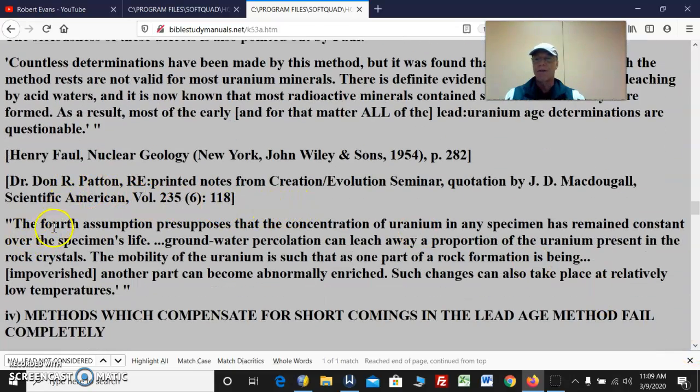Dr. Patton says the fourth assumption presupposes that the concentration of uranium in any specimen has remained constant over the specimen's life. Groundwater percolation can leach away a proportion of the uranium present in the rock crystals. The mobility of the uranium is such that as one part of a rock formation is being impoverished, another part can become abnormally enriched. Such changes can also take place at relatively low temperatures.